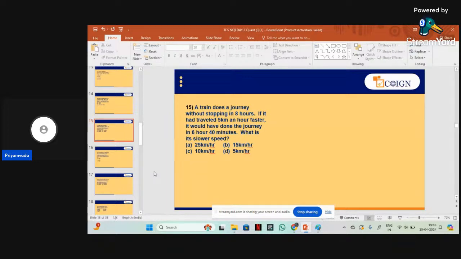Now we have the value of s1, which we'll consider as s, and t1 is 8 hours. And they have given that if it had traveled 5 kilometers an hour faster, then s2 will be s plus 5, and the time will be 6 hours 40 minutes, that we can consider as 6 2 by 3 or 20 by 3. It would be better if we write it as 20 by 3 for cancellation. Okay, so I'll be writing the solution down here.